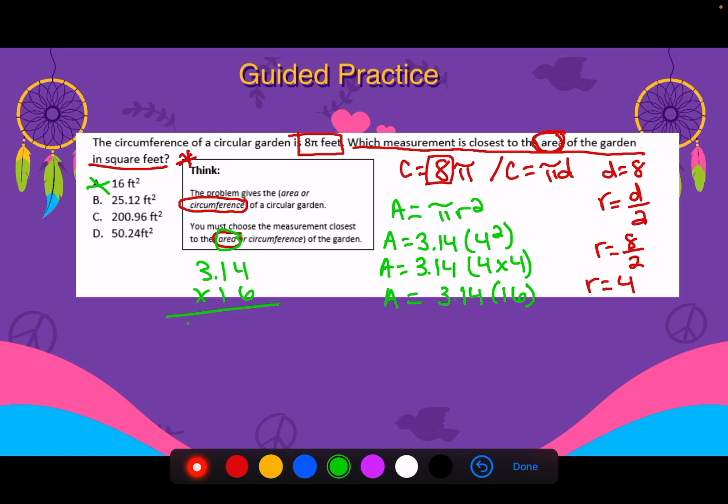Okay, so if when you multiplied those two, you said your answer was 50.24, you are correct. You could have kind of estimated that and said 16 times 3. That would have given you 48, which answer is closest to 48. 50. Okay, so that's how you can kind of check your answer or kind of estimate. It says which measurement is closest. So that kind of helps, okay? If you struggle with multiplying decimals, you could try it like that. Okay? If your answers are really close together, then you will have to multiply it with your decimals.